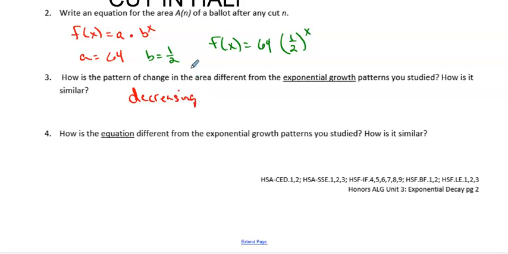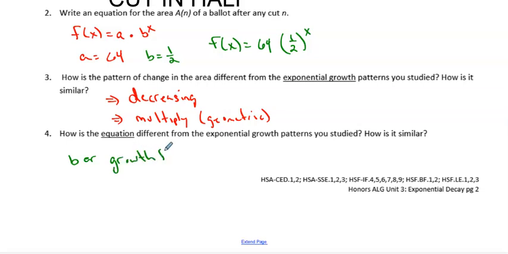right? In this case, how is it similar? It's decreasing, but we're still multiplying, right? Each one is still multiplying. We're still multiplying, so it's still a geometric series here, right? And how is the equation different, though? Right? This time the b value, or the growth factor, is a fraction.